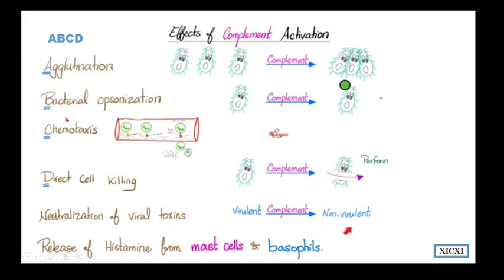Next is C for chemotaxis. D is for direct cell killing. Finally, there is neutralization of viral toxins and release of histamine from mast cells and basophils. So here there are 6 importance of complement system activation. Number 1, A for agglutination, B for bacterial opsonization, C for chemotaxis, and D for direct killing. All of these are the importance of the complement system.